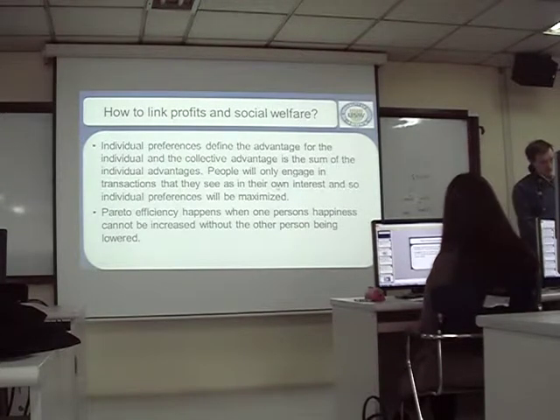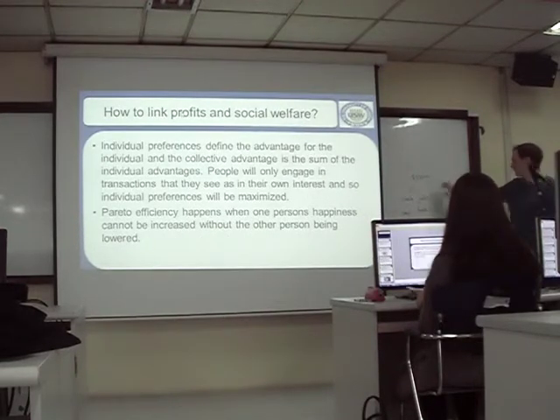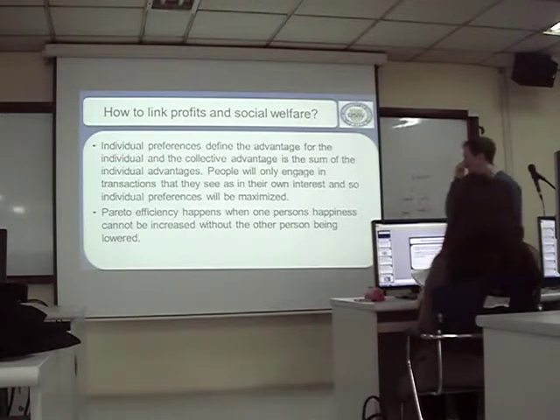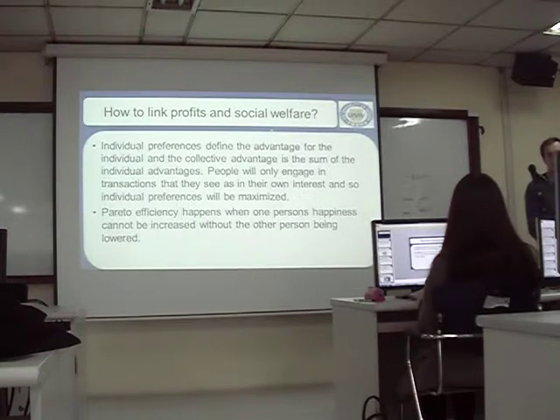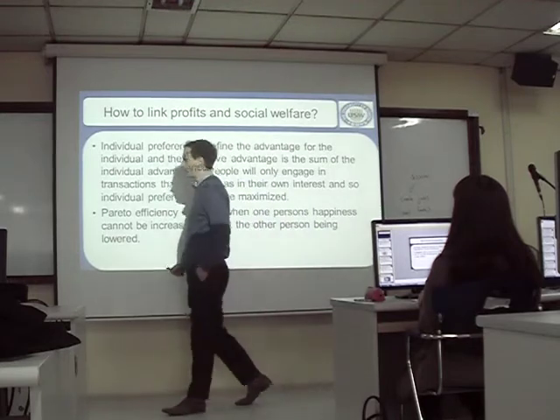So, the question is, if we agree with Milton Friedman, how can we link these profits with the social welfare? Okay, so we said we can say they create jobs or pay taxes. There's a key point of capitalism, which Adam Smith wrote about, which means that individual preferences define the advantage for the individual. And the collective advantage is the sum of the individual advantage. So people will only engage in transactions that they see as in their own interest, and so individual preferences will be maximized. So just to explain this with a story, this is the difference between communism and capitalism, right?